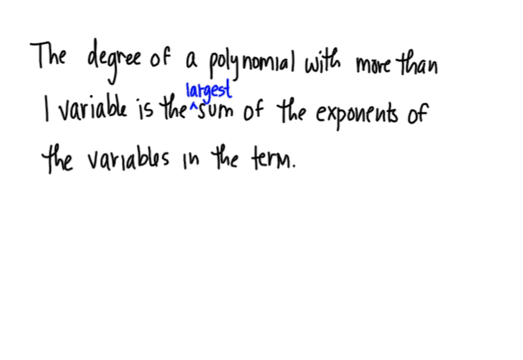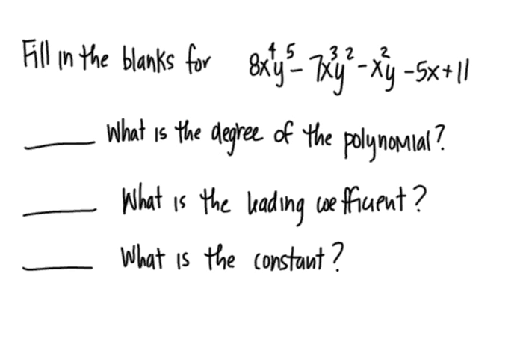The degree of a polynomial with more than one variable is the largest sum of the exponents of the variables in the term. This is one of those definitions that's easier to see in work, in a problem, than it is to deal with through the textbook. So I ask you to fill in the blanks for 8x to the fourth, y to the fifth, minus 7x cubed y squared, minus x squared y, minus 5x plus 11.